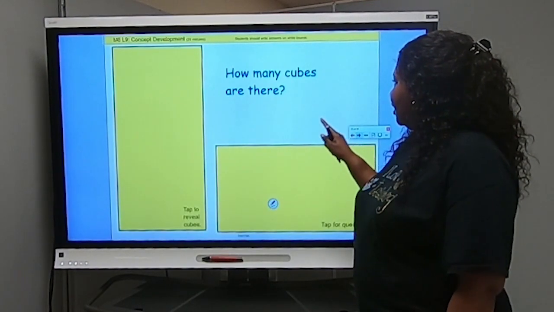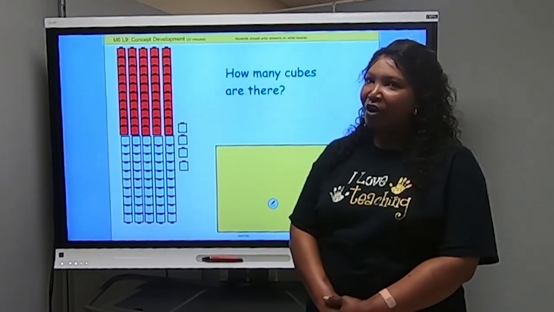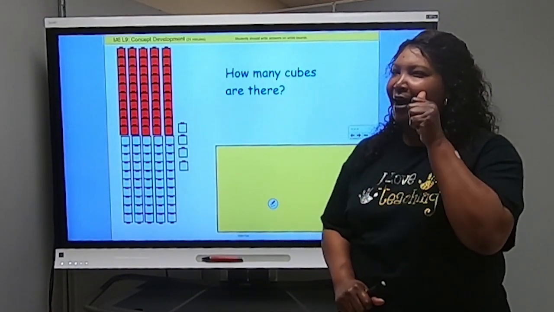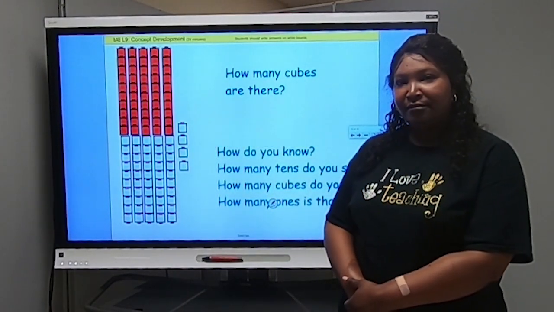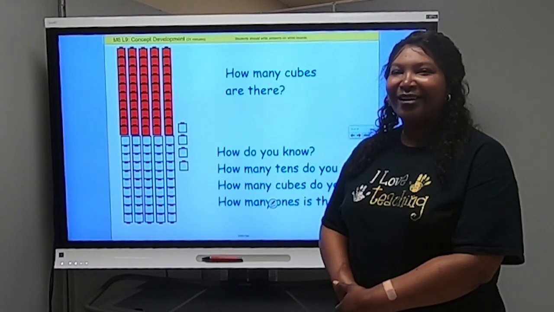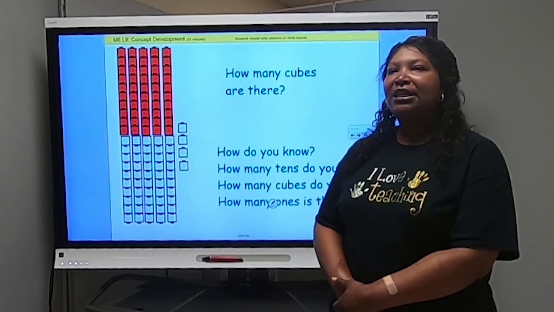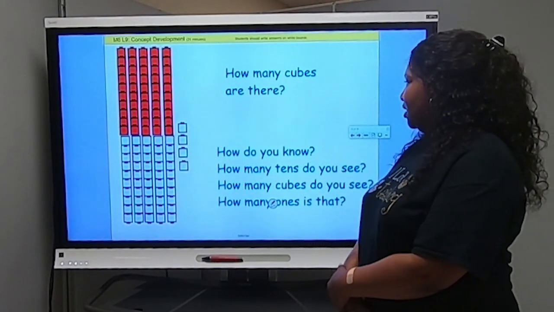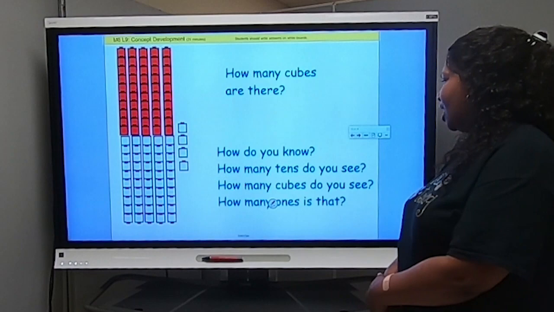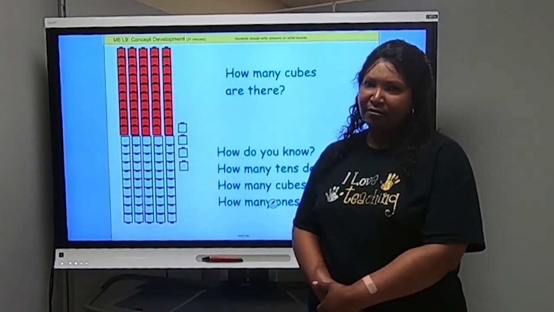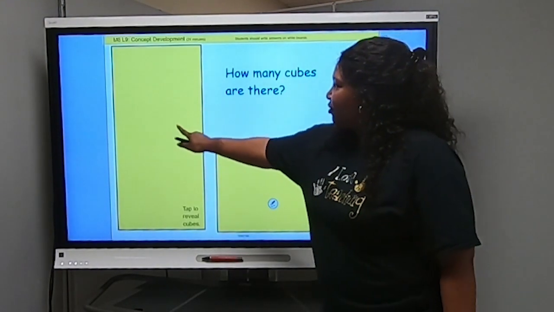Okay, so let's try another one. I know they kind of tried to trick you with this one, right? But you got it. I know it. Okay, so how many cubes are there in all? 104. Good job. Okay, so how many tens are there? 10. Good job. How many cubes do you see in all? 104. Good job. How many ones is that? 104. Awesome.